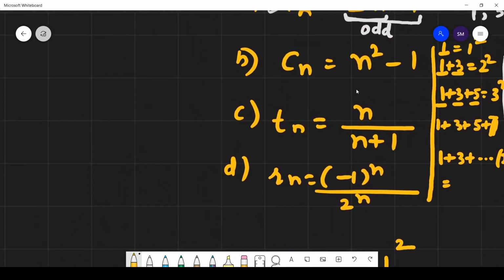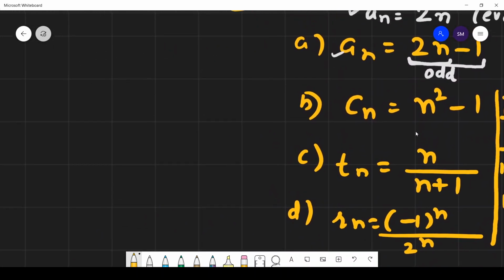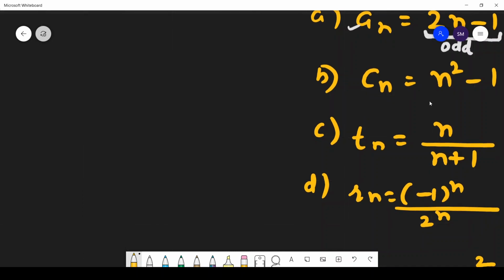Now let us go back to our question. So now what are the first 5 terms of this sequence Cn, which is n square minus 1?